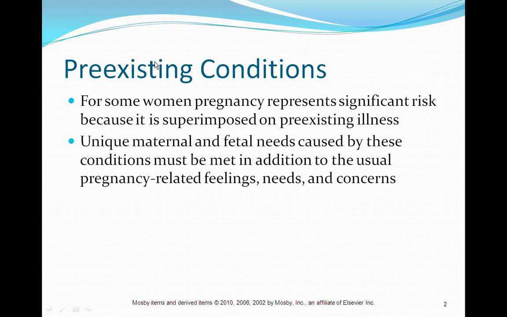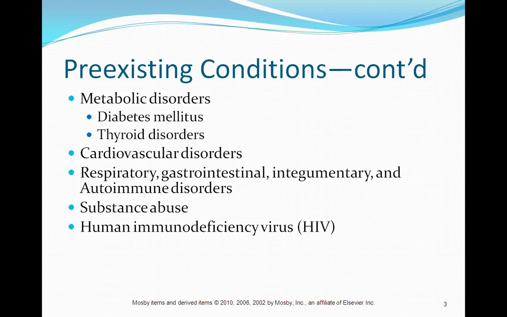I want to do an overview of chapters 13 and 14 on pre- and gestational conditions of pregnancy. We first start off in this chapter talking about specific types. The first disorder is diabetes mellitus. We do talk about thyroid disorders in the book, but the one I want you to concentrate on is diabetes mellitus. Also, we're going to talk about cardiovascular disease, substance abuse, and HIV.